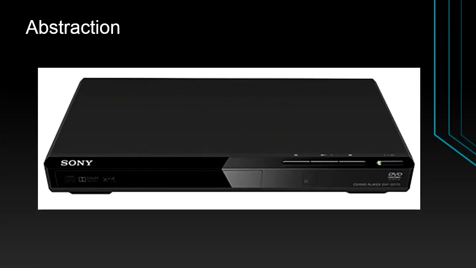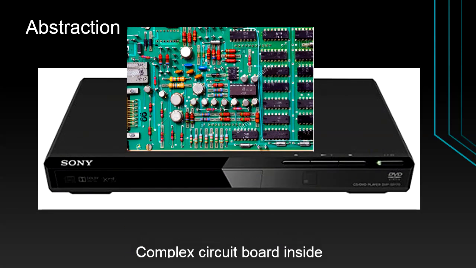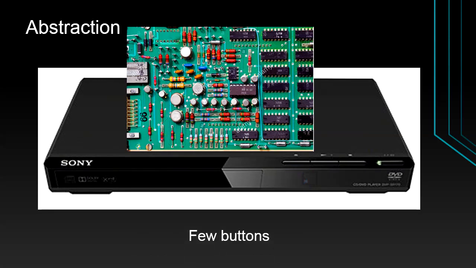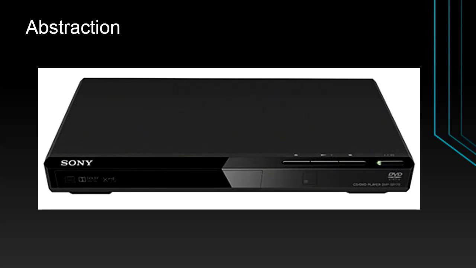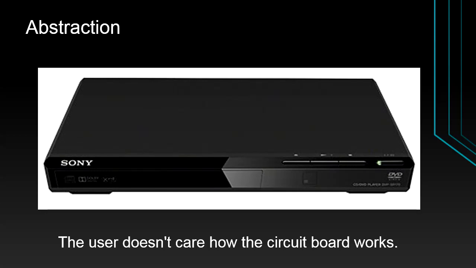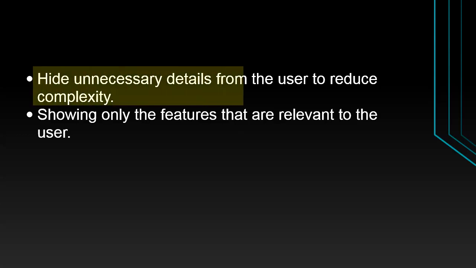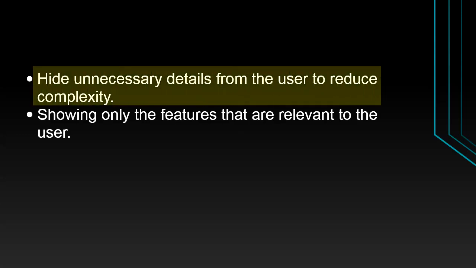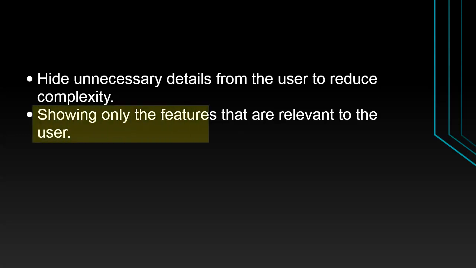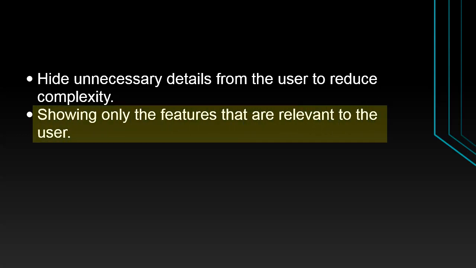Now let us discuss abstraction. In a DVD player, there is a complex circuit board on the inside and a few buttons on the outside. The circuit board is hidden from the user and the user has access only to the buttons. The user doesn't care how the circuit board works. In the same way, abstraction is hiding unnecessary details from the user to reduce complexity. It is also showing only the features that are relevant to the user.